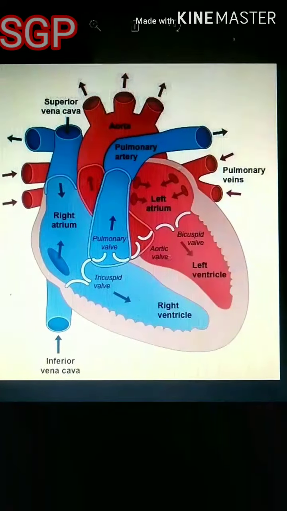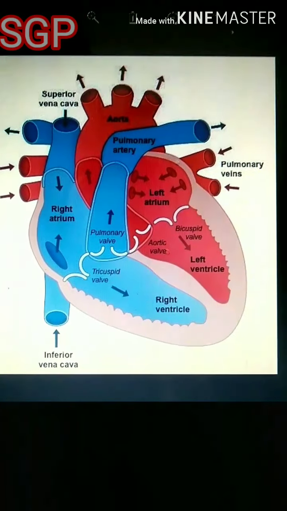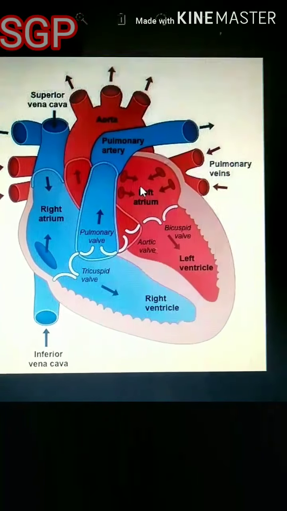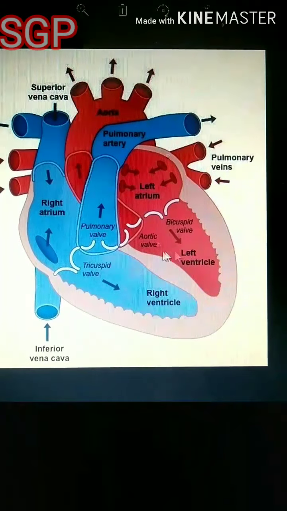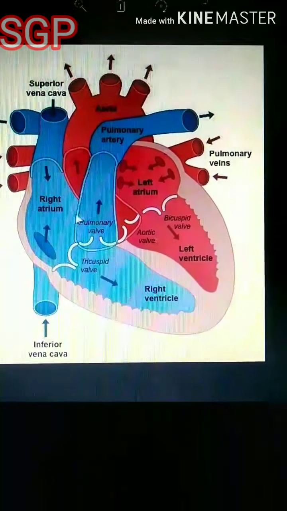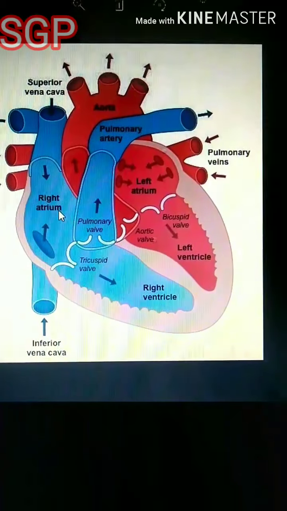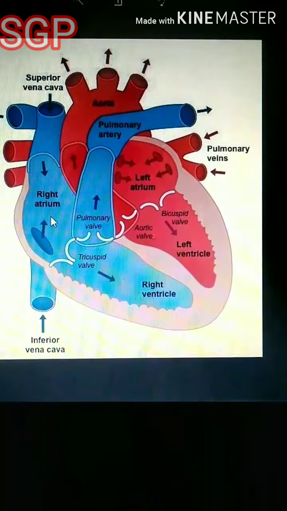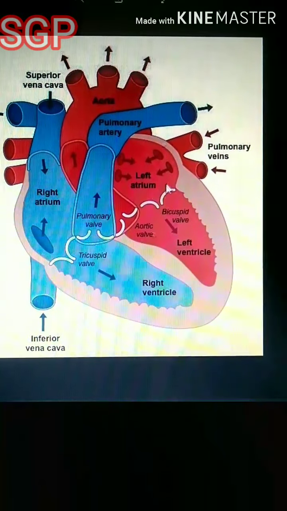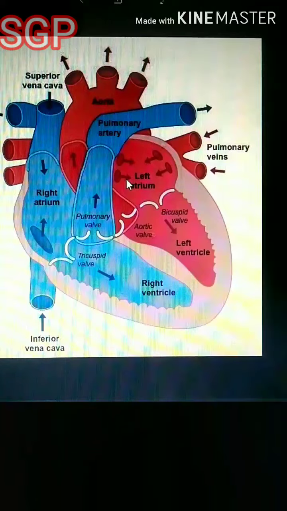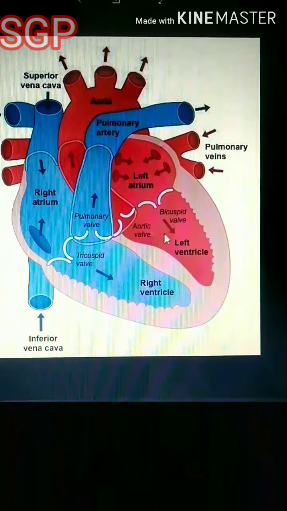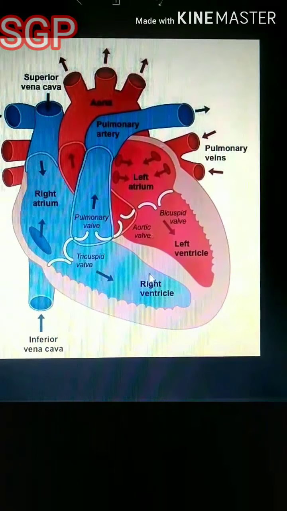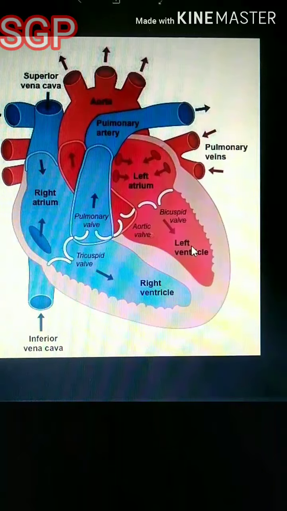And this is the structure of the internal heart. The heart has four chambers: 1, 2, 3 and 4. The upper two chambers are called atria, the right atrium and the left atrium. On the lower side, two ventricles are present, the right ventricle and the left ventricle.